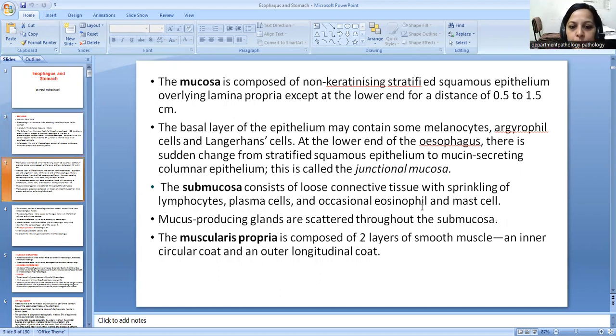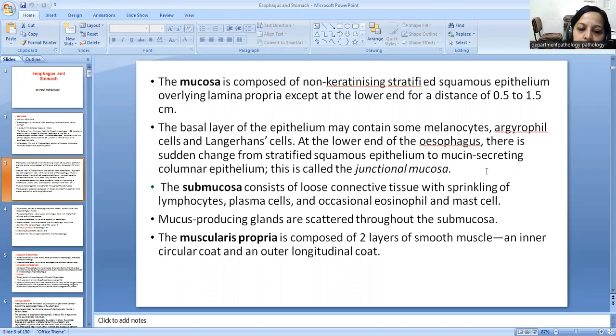Now, the mucosa is composed of non-keratinizing stratified squamous epithelium overlying lamina propria, except at the lower end for a distance of 0.5 centimeters. The basal layer of the epithelium may contain some melanocytes, argyrophil cells, and Langerhans cells. At the lower end of the esophagus, there is a sudden change from stratified squamous epithelium to mucin-secreting columnar epithelium, which is also called the junctional mucosa.